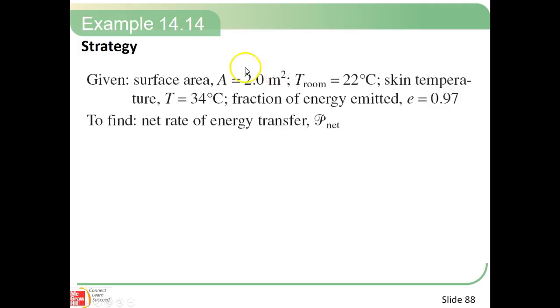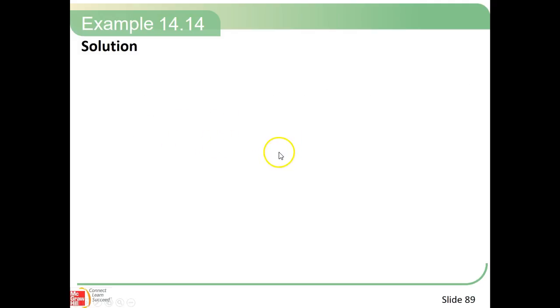So here we go, everything we're given: 2 meters squared surface area. The T value of the room is 22, skin temperature is 34, and the fraction of energy emitted is about 0.97, so that's our emissivity value. They want us to find the net energy rate transfer. So here we go.